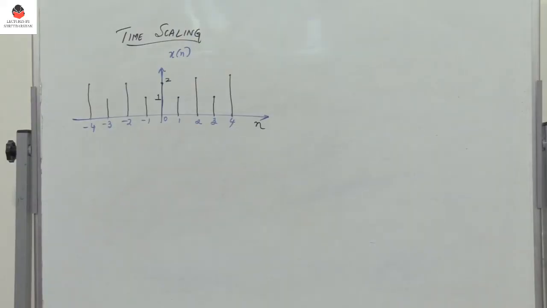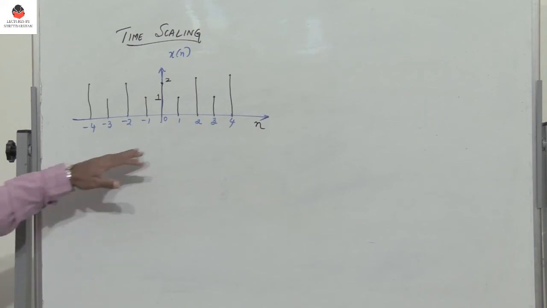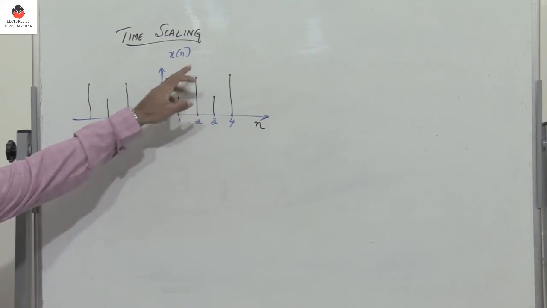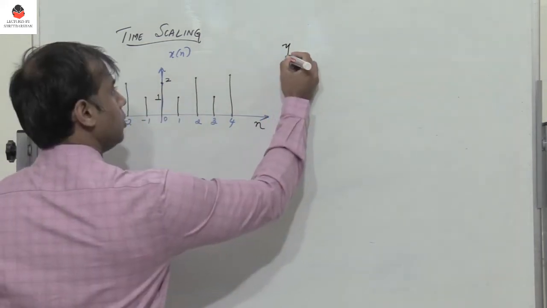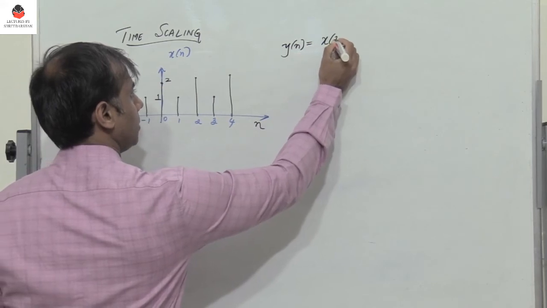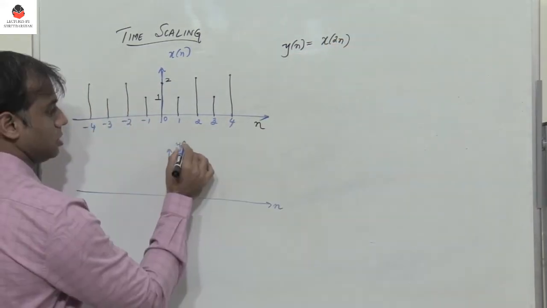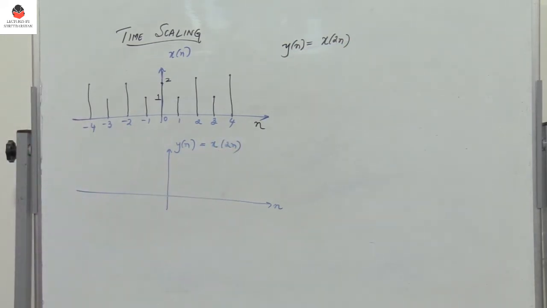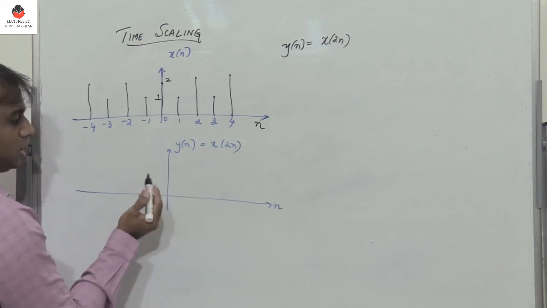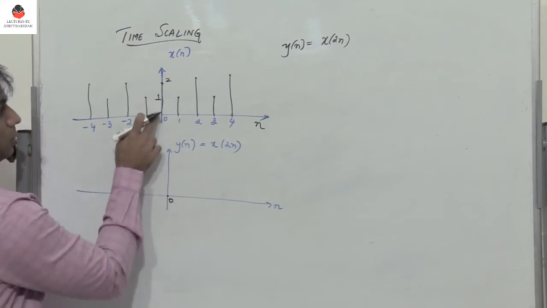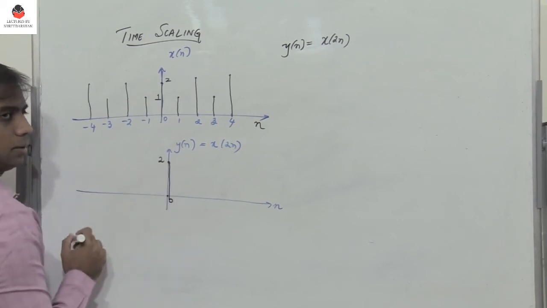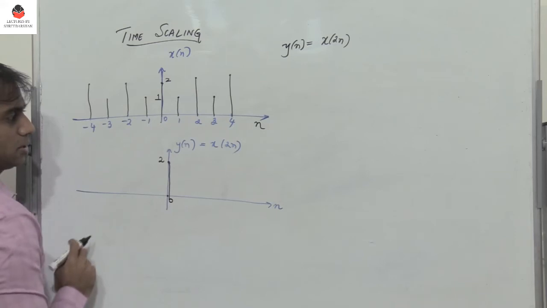2. So here we have a discrete signal x of n, which has been given. The value of x of 0 equals 2, x of 1 equals 1, x of 2 equals 2, and so on. And we need to find y of n equals x of 2n. So this is y of n equals x of 2n. So let's put n equal to 0. So if I put n equal to 0, y of 0 equals x of 0. X of 0, you have an impulse of amplitude 2.